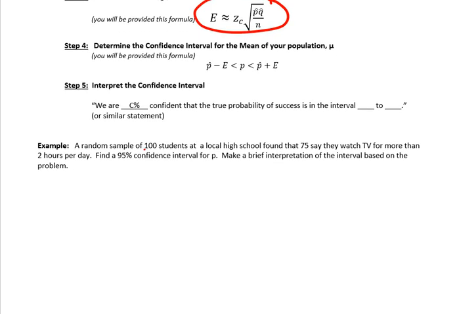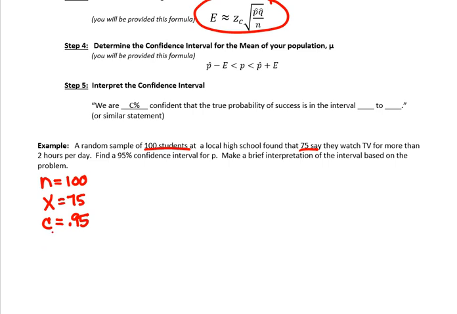So a random sample of 100 students, okay, n equals 100, at a local high school found that 75 say they watch TV for more than 2 hours a day. So 75 is the number of successes in our problem. Find a 95% confidence interval for P and make a brief interpretation.